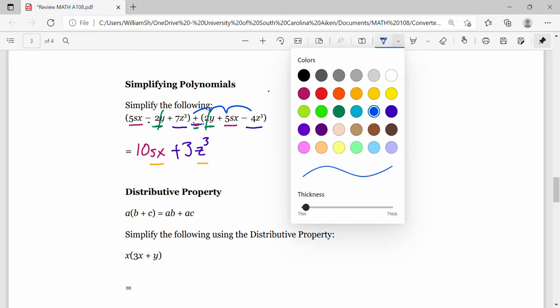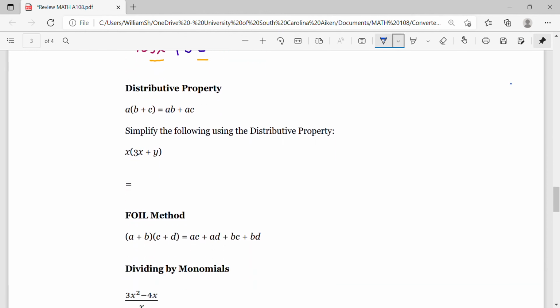All right. The next thing we'll look at is the distributive property. The way the distributive property works is we have A times B plus C. Essentially, I'm distributing this A to the B, and I'm also distributing this A to the C. I've got an example here.